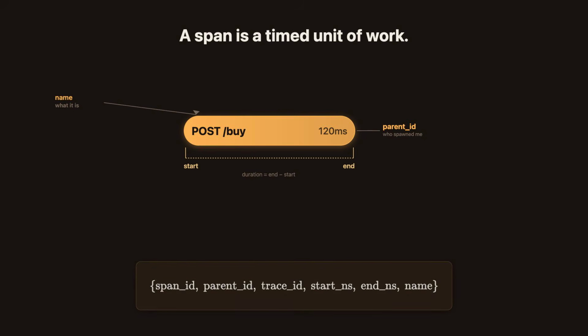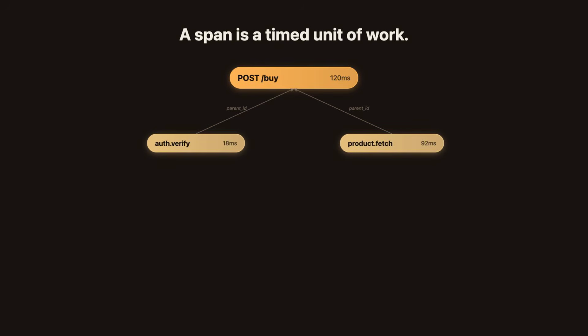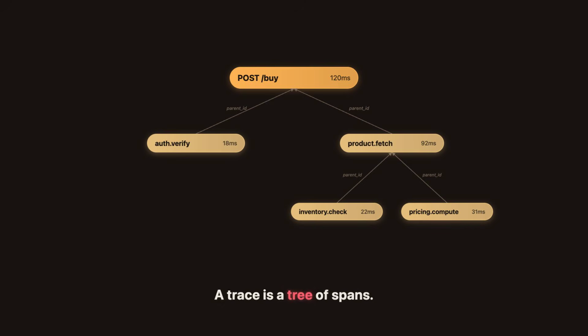When the gateway receives a request, it opens a root span. When it calls the authentication service, it opens a child span and stores the gateway's span ID as the child's parent. Authentication might fire off two queries in parallel. Each gets its own child span pointing back to authentication. Follow the parent pointers, and the flat pile of spans assembles itself into a tree. Every trace is a tree of spans, all sharing one trace ID, all linked by parent pointers. That's the data structure distributed tracing is built on.